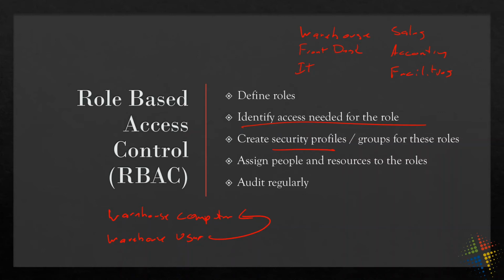And then you audit it regularly. So say somebody gets hired in as a warehouse worker. Awesome. They're doing really great. Turns out that there's a job at the front desk. So the warehouse worker moves into front desk. Well, you want to make sure that when they move into the front desk role, that not only are they granted access to the front desk role, but they're also removed from the warehouse role.